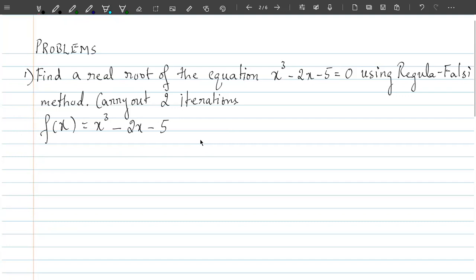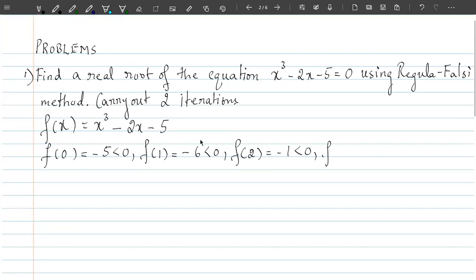So how do you get that interval here? We start from the number 0. f(0) is nothing but −5, which is less than 0. f(1) is nothing but −6, again a negative value. f(2) is nothing but −1, a negative value. And what is f(3)? That's equal to +16, a value which is greater than 0. So now from this you can say that the root lies between 2 and 3.